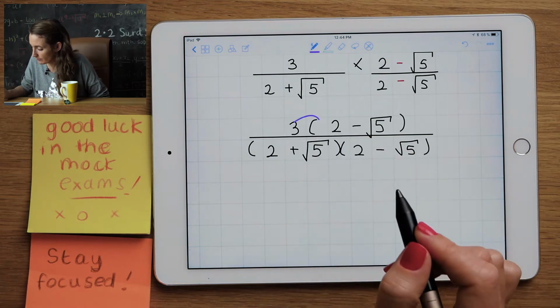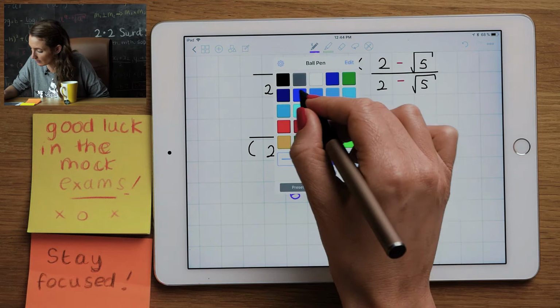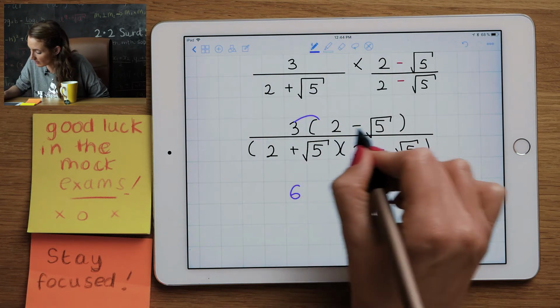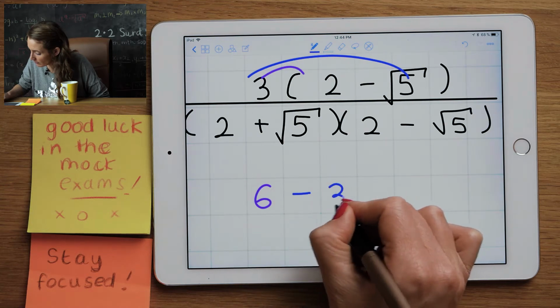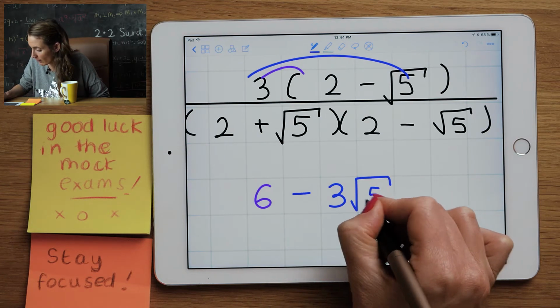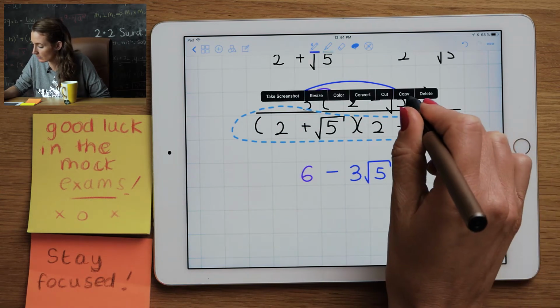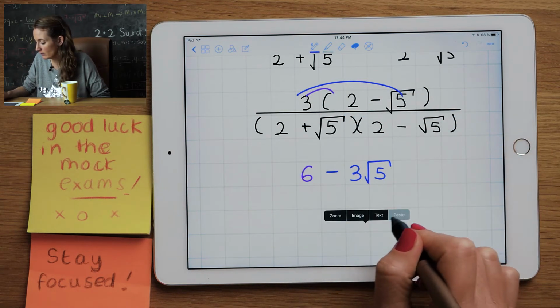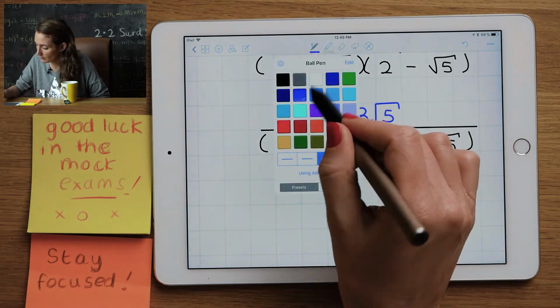So let's begin. 3 times 2 is 6. Then we have 3 times minus square root of 5, minus 3 square root of 5. So that's the top. On the next line, we can worry about the denominator. So now we've done the top, let's think about what the bottom would be.